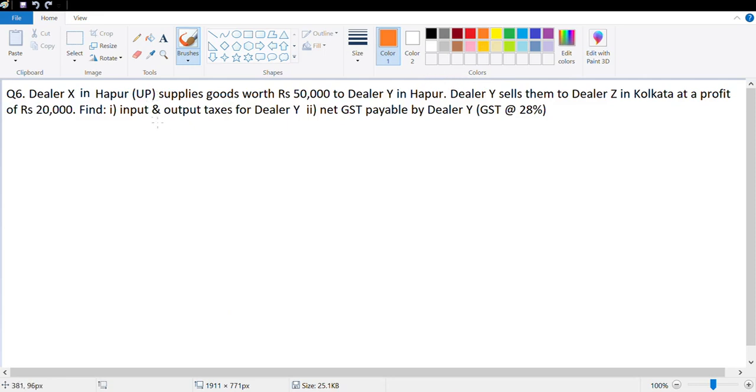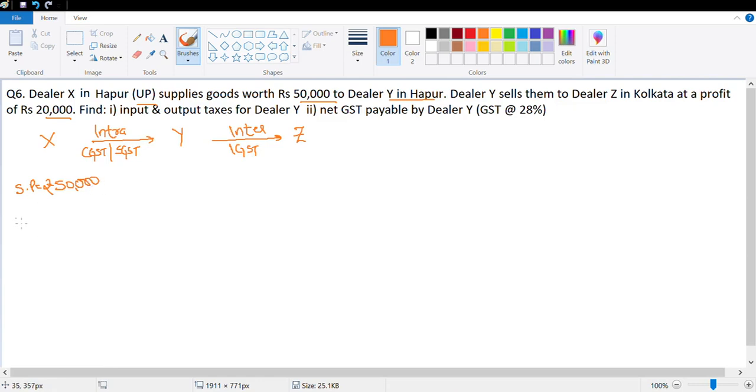A dealer X in Hapur supplies goods worth 50,000 to dealer Y in Hapur. So what we have is an intra-state transaction, which means there will be a concept of CGST and SGST. Dealer Y sells them to dealer Z in Kolkata. So now we have an inter-state transaction, which means this will only be IGST, at a profit of 20,000. Find the input and output taxes for dealer Y.